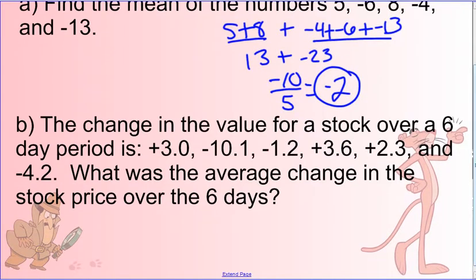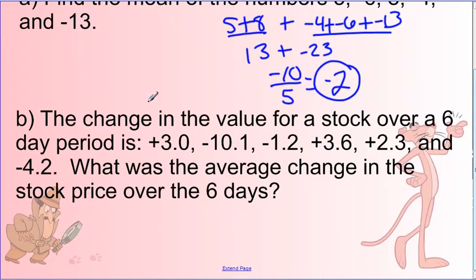Letter B. Same deal. It says the change in the value for a stock over a 6-day period is, and it gives us the change. So it had a positive change, negative, negative, positive, positive, negative. What is the average change of the stock price over 6 days?